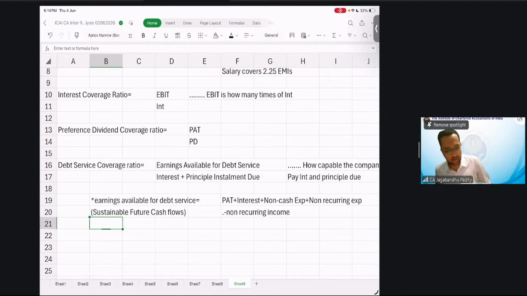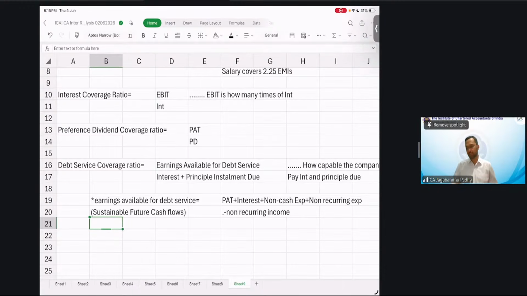So which are the earnings that are available for debt service? It's going to be PAT plus interest plus depreciation or any other non-cash expenses. So we are essentially making it first before interest, because I want to see how capable I am to pay interest. So I need to look at my income before interest. For that, you add the interest and then also adjust the non-cash and non-recurring items, because non-recurring items cannot be taken as a base for calculating how capable you are when it comes to payment of interest and principal. So PAT plus interest plus non-cash expense plus non-recurring expense minus any non-recurring income.